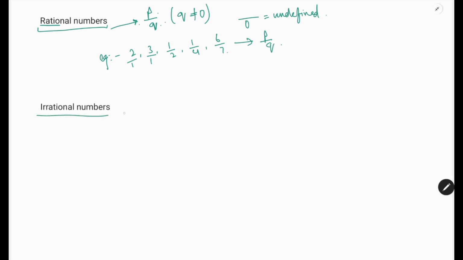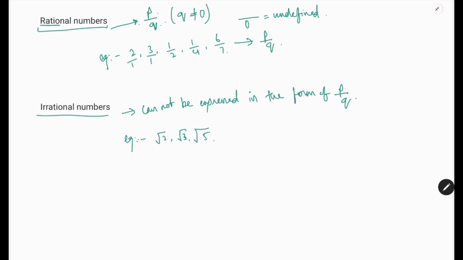Irrational numbers are the numbers that cannot be expressed in the form of p by q. Examples are root 2, root 3, root of any prime number, root 5, root 7, and 2 plus root 3, and pi, where the value of pi is taken as 22 by 7. These all numbers are irrational numbers.